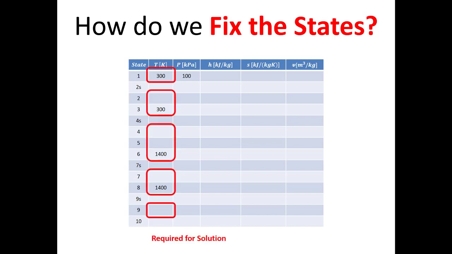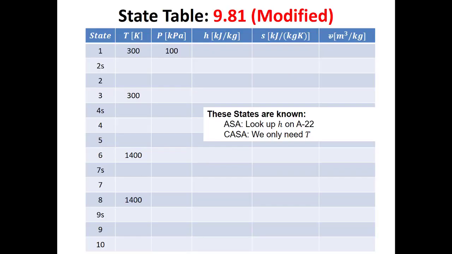I don't need all the states on my state table in order to find my solution. I didn't have H2S on any of the equations that I was looking for, but I need to find the isentropic outlets before I can find the real outlets. So let's go through this process. If I was doing an air standard analysis, what I would do is take the places where I know the temperatures, and then I'd use the temperatures to find H on table A22. If I was doing a cold air standard analysis with constant specific heat, then I wouldn't care what the individual enthalpies are because I only need the temperatures.